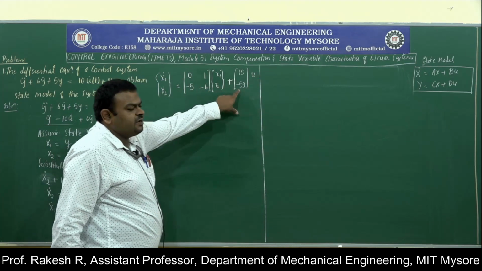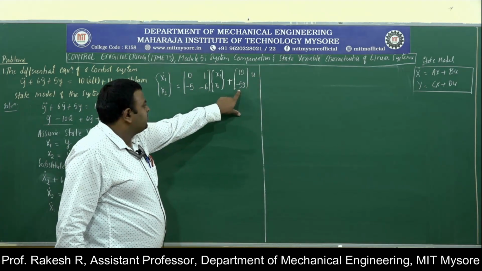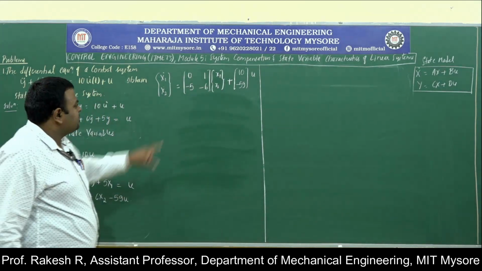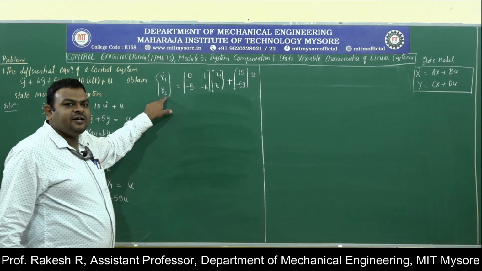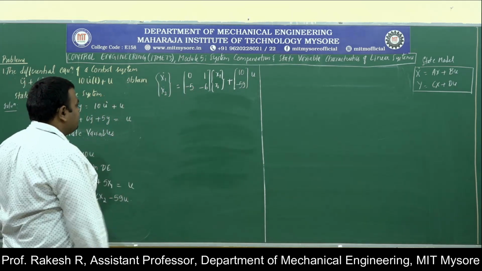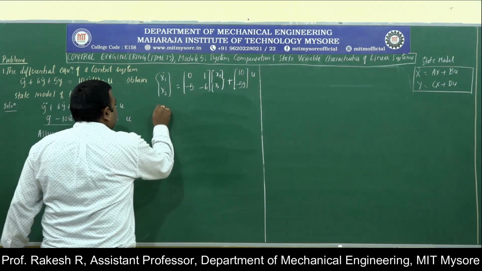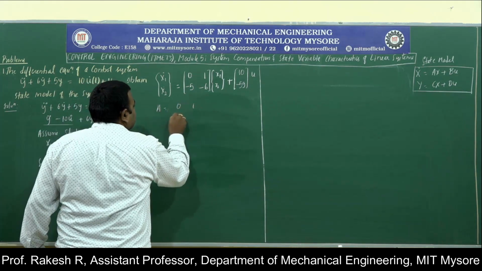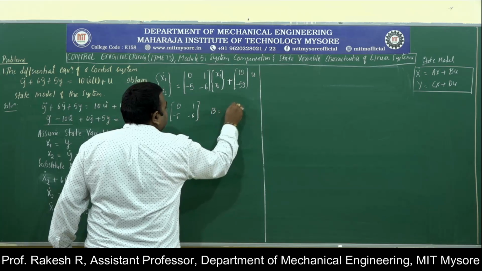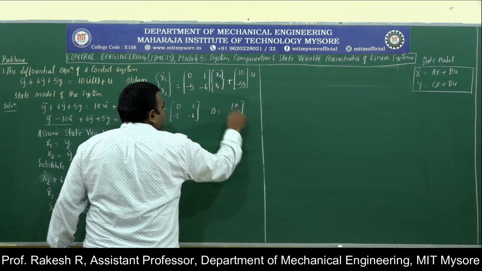Compulsorily for A and B, it should be a square bracket, and x1, x2 will be in a flower bracket. So these are the vectors. Vectors are represented in flower bracket. Matrices are represented in a square bracket. Then A will be equal to 0, 1, minus 5, minus 6. B will be equal to 10, minus 59.